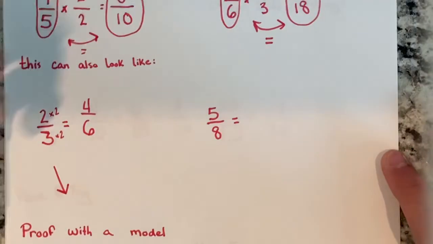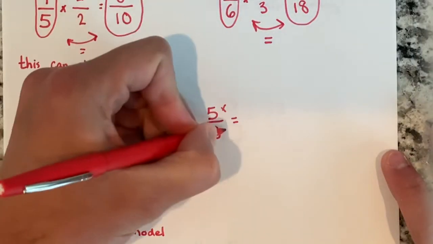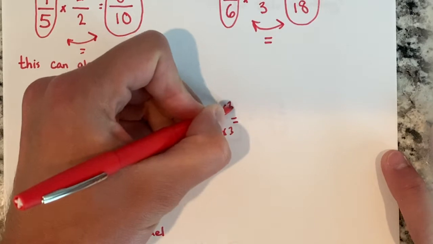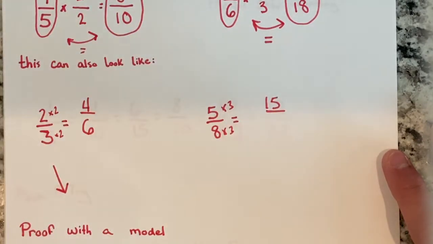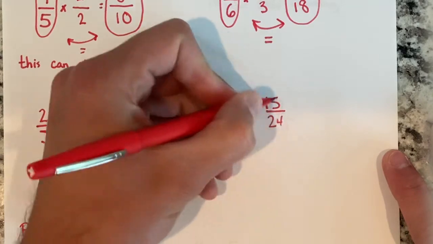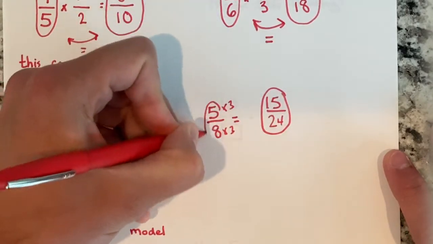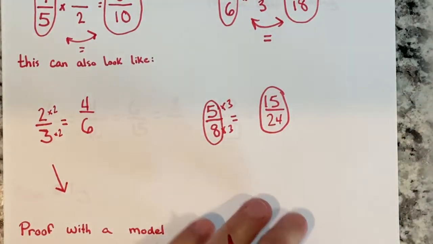Okay, the last one I'll show you here is 5/8. Just one more time. Let's multiply this by 3. 5 times 3 is 15. 8 times 3, 8, 16, and 24. 15/24 is the same thing as 5/8.